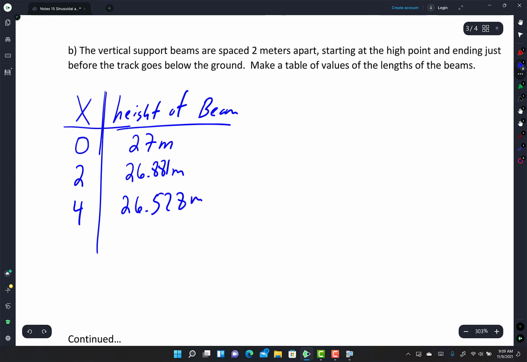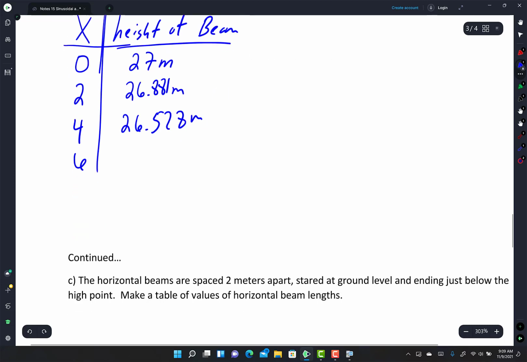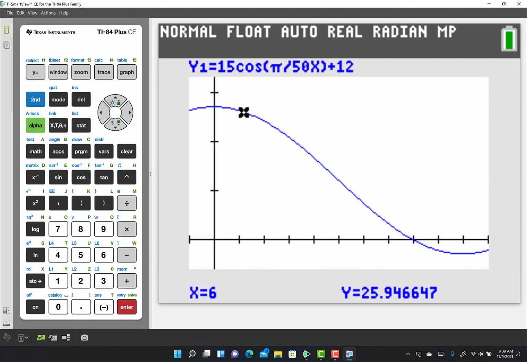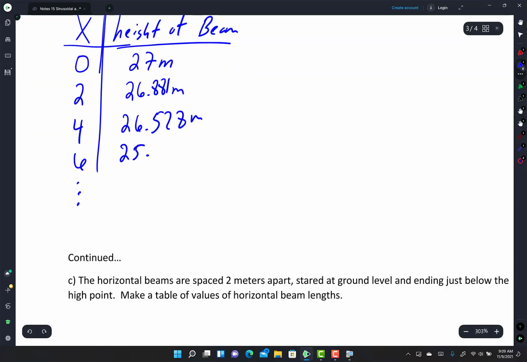26.528. How many should we put? Well, let's just put one more and then do... That means continue the pattern. So I'm going to push 6, enter. 25.946. 25.946 meters. And I want to go all the way until the last 2 beams, right before I go underground.